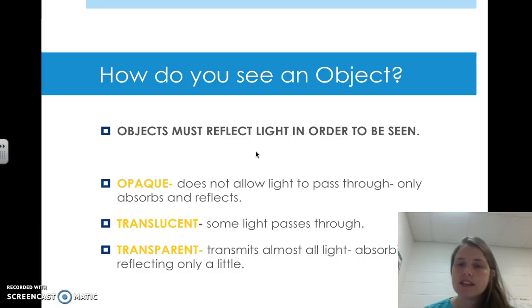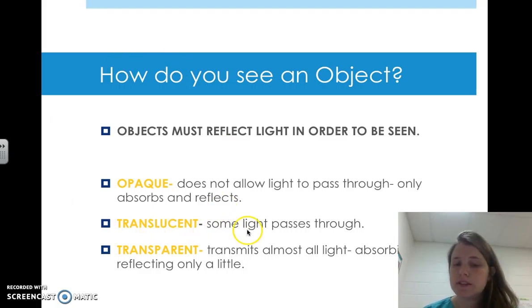But we can see objects in different ways. So there can be opaque objects. These are things that don't allow light to pass through and only absorb and reflect. So that's anything you can't see through, okay? Anything you can't see through. For example, this glasses case right here is opaque. I can't see through it. It only will absorb or reflect light. It doesn't allow any light to pass through it.